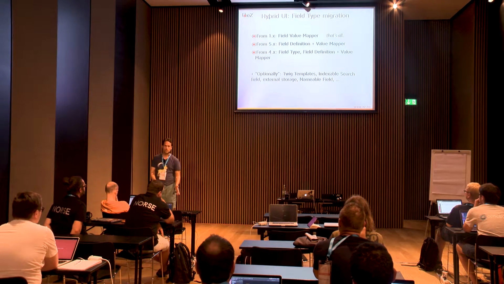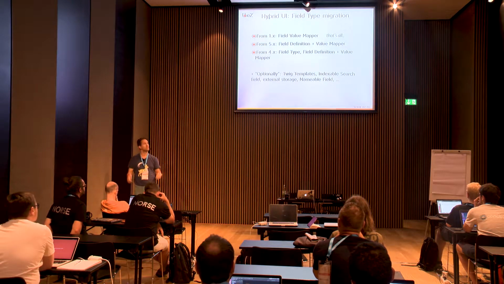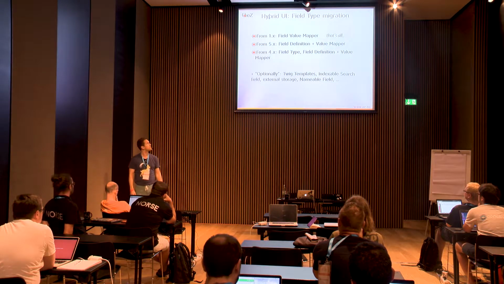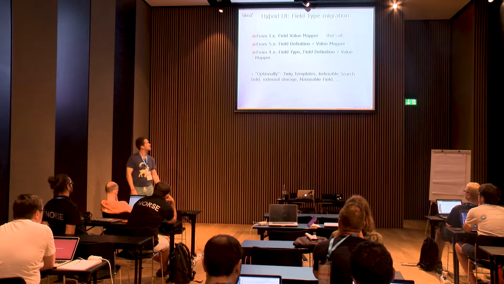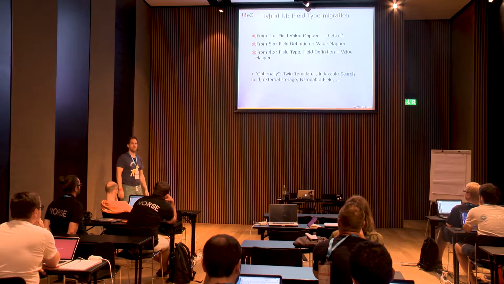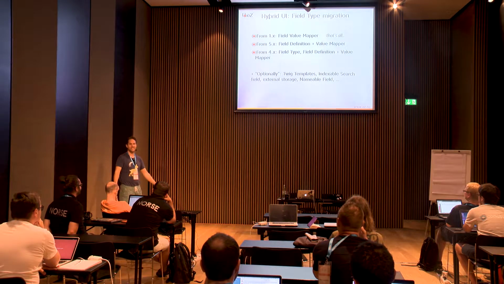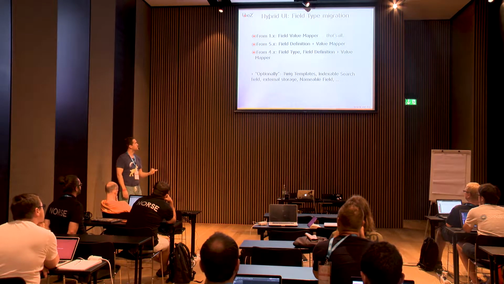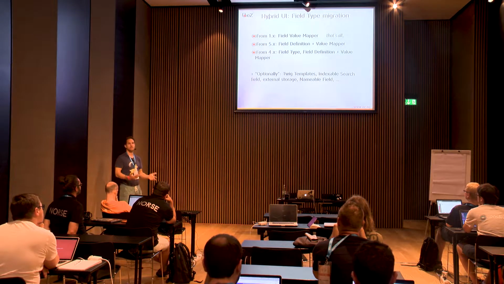So if you're already on version 1 and you already covered that, you don't need it. But if you're coming from version 5 and you have the Symfony stack or platform stack field type already from version 5, then you need to add this. If you're coming from version 4, or what we call pure legacy in version 5, you need the field type, you need the field definition plus value mapper, and that's the minimum.